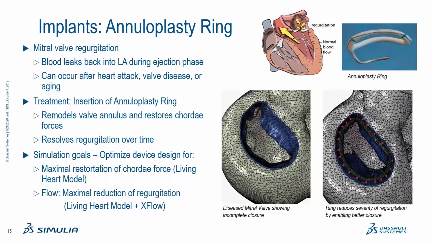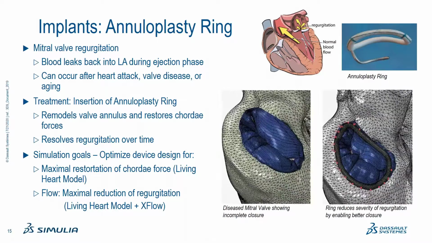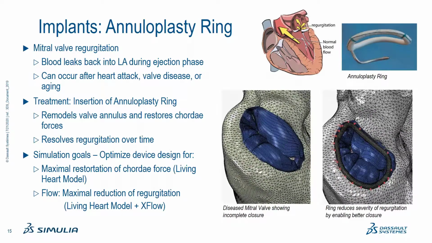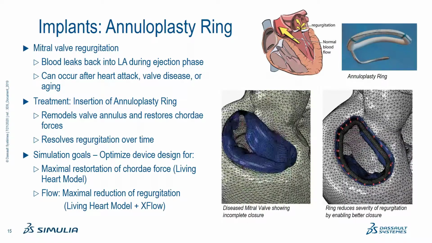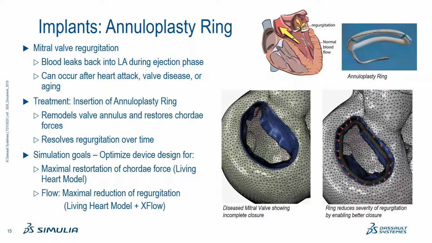Another important application area is in artificial heart valves, annuloplasty rings, and mitral valve clips. One condition is mitral valve regurgitation, the backflow of blood through the mitral valve. This can happen for a number of reasons, one of which is the change in shape of the fibrous mitral valve annulus, which results in the leaflet of the valve itself becoming misaligned and failing to close properly.